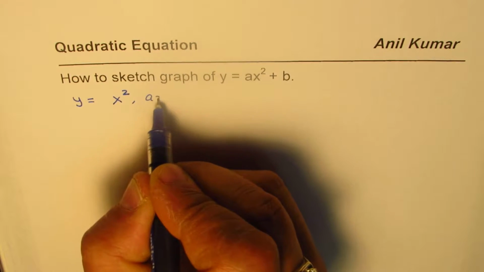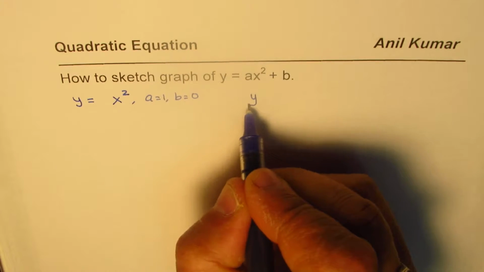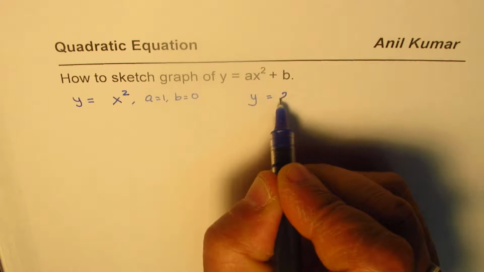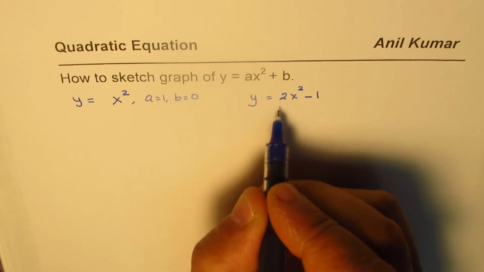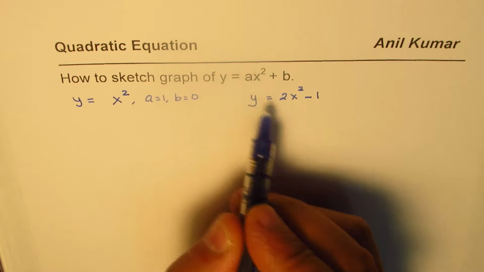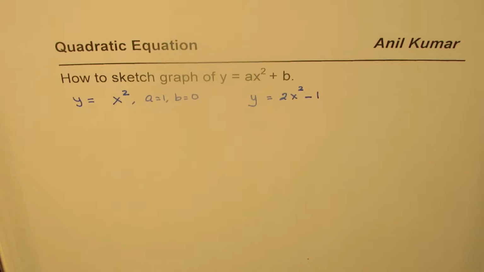So in this case, a equals 1 and b equals 0. And then we will sketch y equals 2 times x square minus 1, right? So in this case, as you can see, a is 2 and b is minus 1. And then we'll take few more variations.